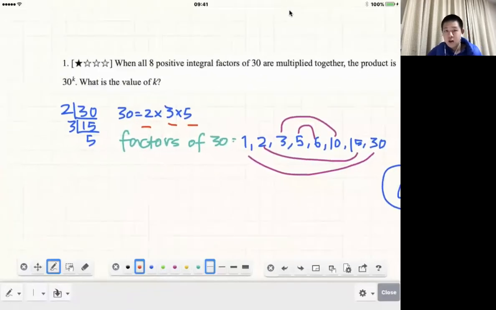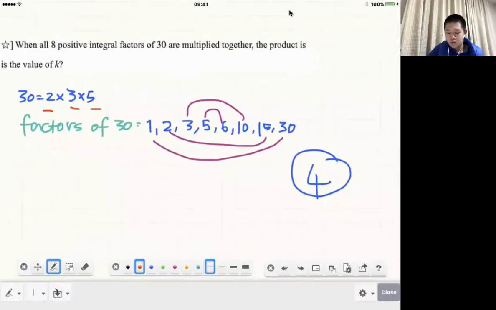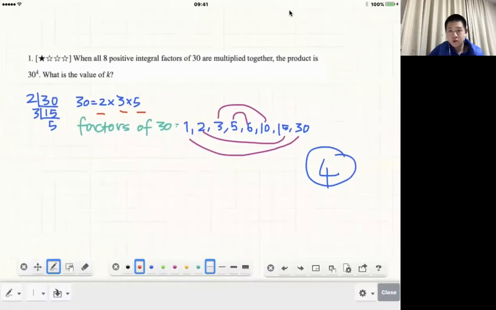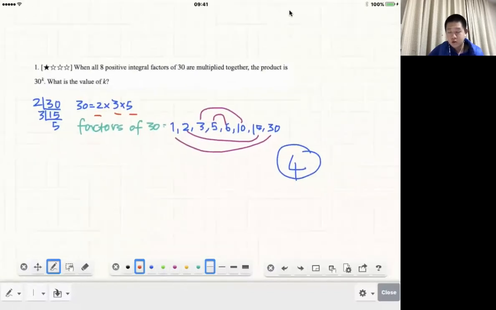and 30. When you multiply all of them together, you are multiplying 1 and 30, you get 30. When you multiply 2 and 15, that's also 30. Also the same as 3 with 10 and 5 with 6. When you multiply all of them together, you will have 30 to the fourth power because you are multiplying four 30s together. This shouldn't be a challenging question for you.